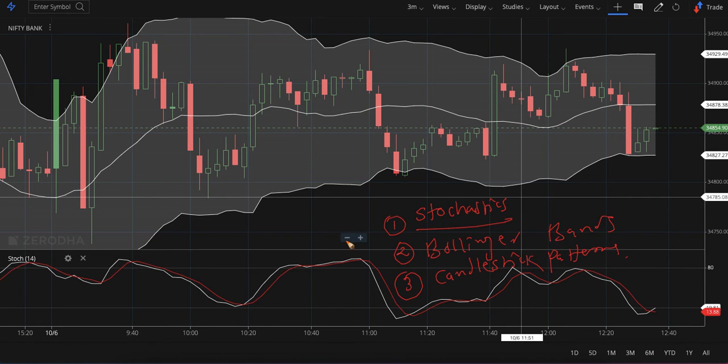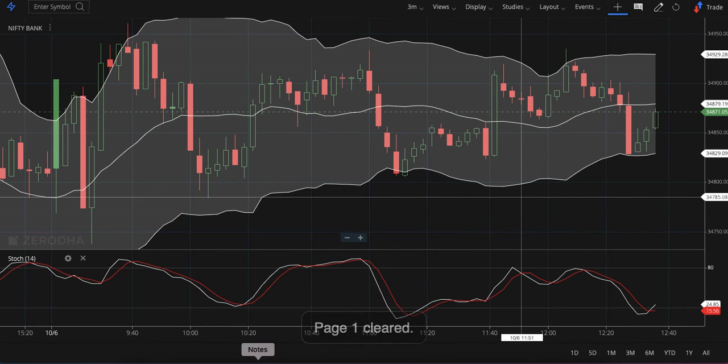So you can use only stochastics and candlestick pattern, or Bollinger Bands and candlestick pattern. Either this combination or this combination you can use, right? But if you want, you can use these three in combination together, right?